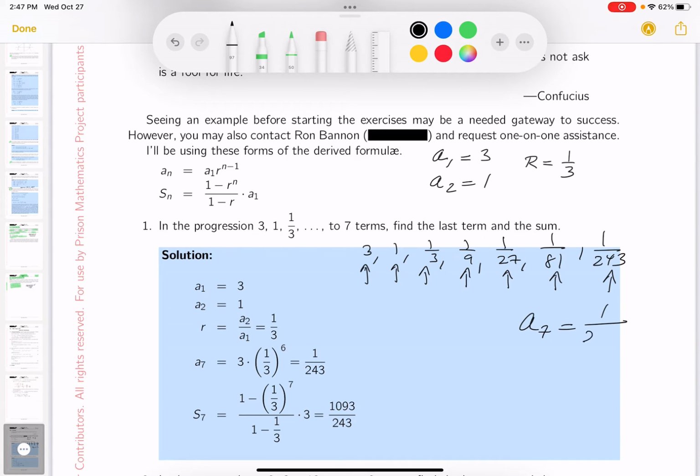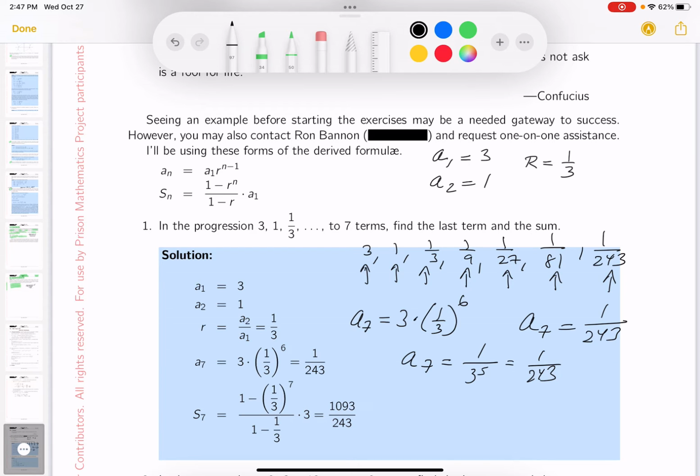That's all I've done. Now, someone said I'd rather use a formula. Me too. Let's write that down. A7 would be A1, which is 3, times R, which is 1/3, to the 6th power. What does it give you? A7 would be 3 to the 6, and 3 on top would be 3 to the 5. What's 3 to the 5? Let's go through it. 3 times 3 is 9, 27, 81, 243. That was pretty easy. We get the same result.